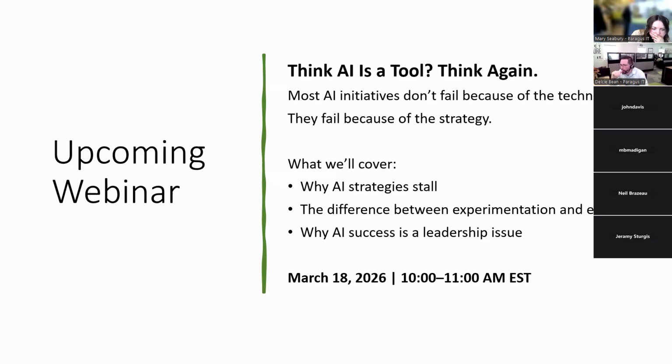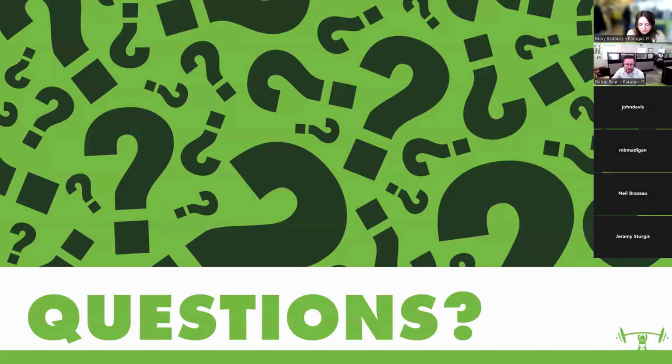During this webinar, we're going to cover why AI strategies are not working, the difference between experimentation and execution, and what it really takes to get an AI strategy that is going to dramatically and meaningfully impact your business for many years to come. That's going to be on March 18th from 10 to 11. We'll be sending out calendar invites and reminders in just a couple of days.